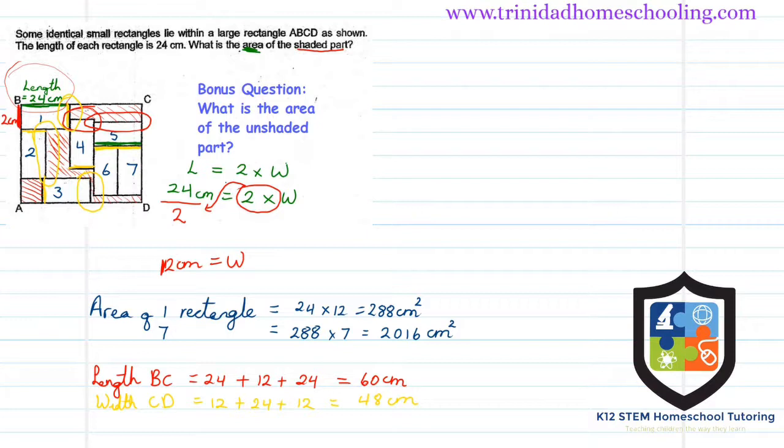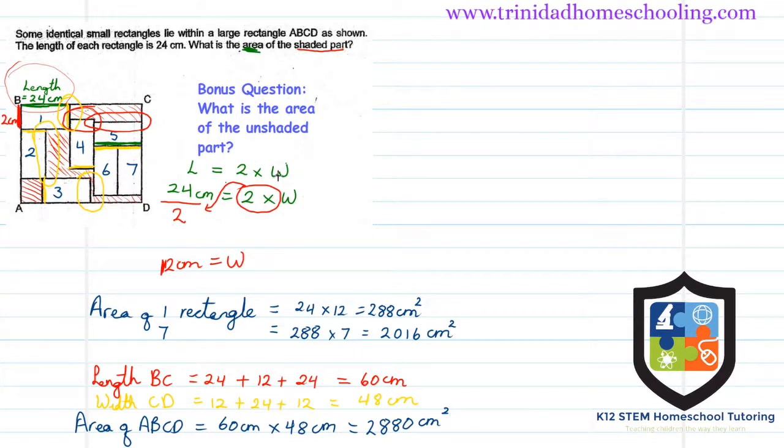So now we have our length and width of our large rectangle ABCD. So let's find that area. The area of ABCD is now 60 centimeters multiplied by 48 centimeters. Right? And this should give us 2,880 centimeters squared.